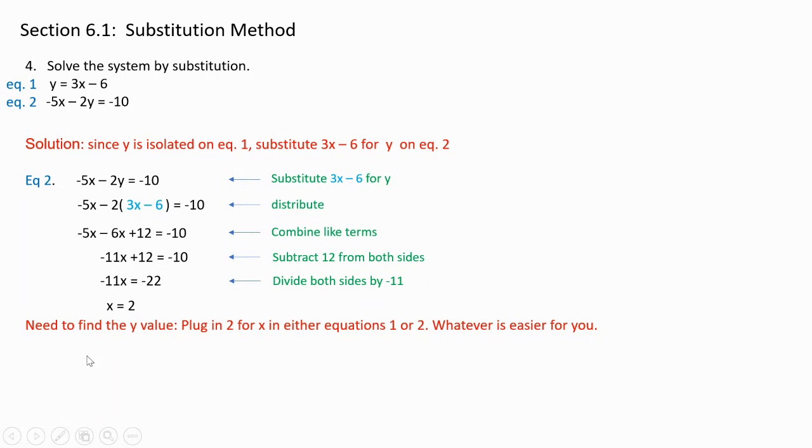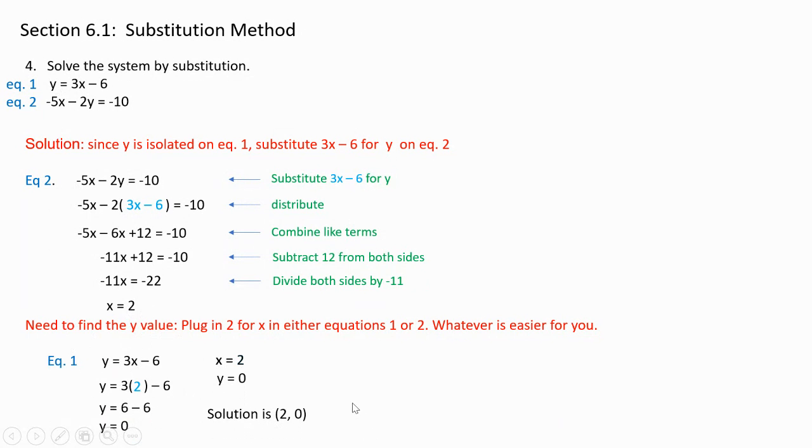Okay? In my opinion, it's easier to go to equation 1 because y is already isolated. So all we need to do is plug in the 2 for x and simplify, and we get the value for y. Okay? Since x is 2, I'm going to plug in the 2 for the x. So y equals 6 minus 6, y equals 0. So my solution, x is 2 and y is 0.